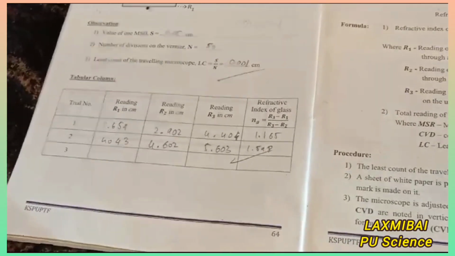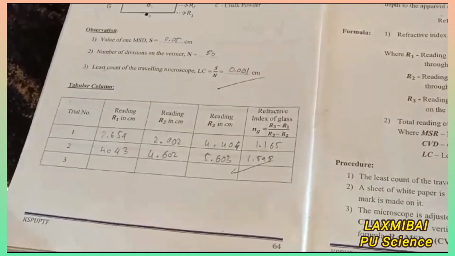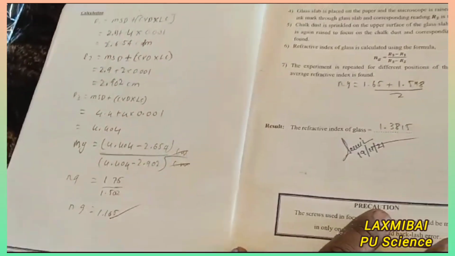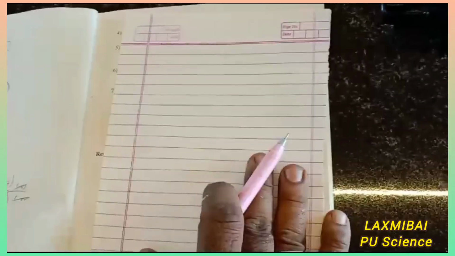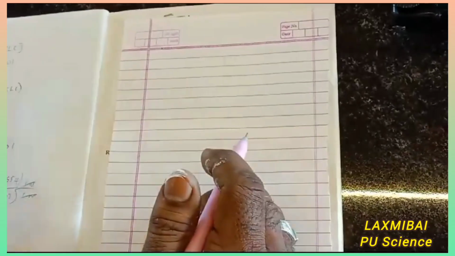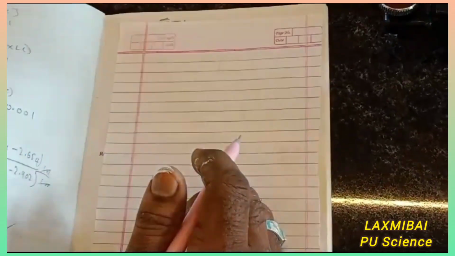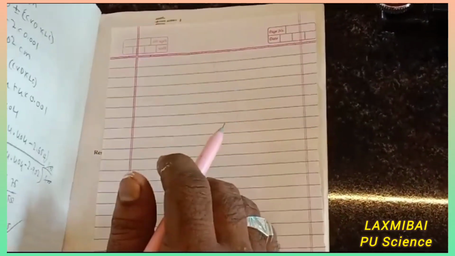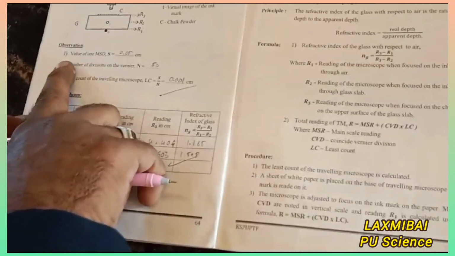Before going to take the readings, before starting this experiment, first we have to find the least count of this experiment. How can we find that least count? Pause the video. First we will see how to calculate the least count of this travelling microscope. In the observation, the first point they have given is the value of 1 MSD.